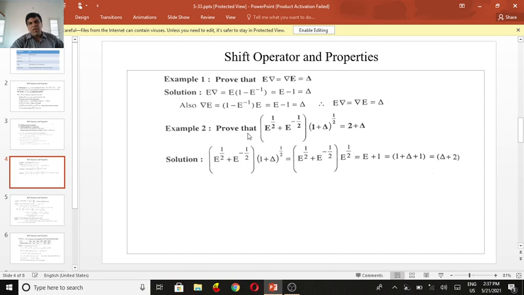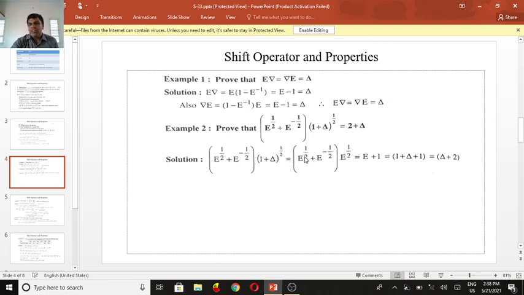One more simple operation to prove that E to the power of 1 by 2 plus E to the power of minus 1 by 2, times 1 plus forward delta to the power of 1 by 2, is equal to 2 plus forward delta. I take the LHS: E to the power of 1 by 2 plus E to the power of minus 1 by 2, times 1 plus delta to the power of 1 by 2. Again, 1 plus delta is E.